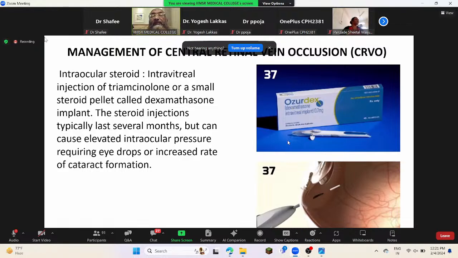Continuing the management of central retinal vein occlusion, intraocular steroid: intravitreal injection of triamcinolone or a small steroid pellet called dexamethasone implant. The steroid injections typically last several months, but can cause elevated intraocular pressure requiring eye drops or increased rate of cataract formation. This is also a commonly used treatment. The injection of the triamcinolone is quite effective too.